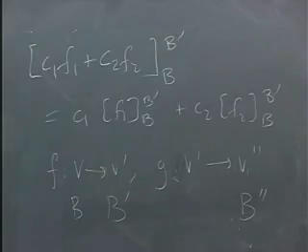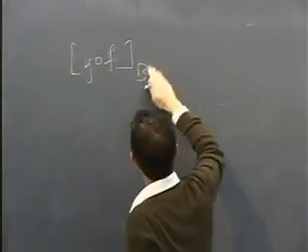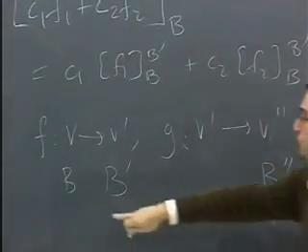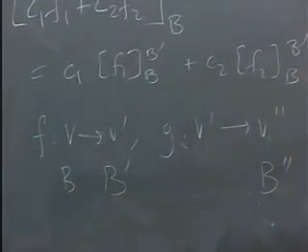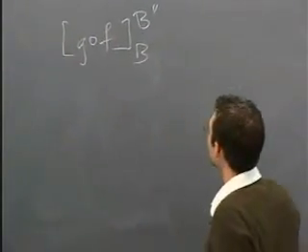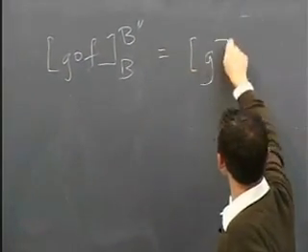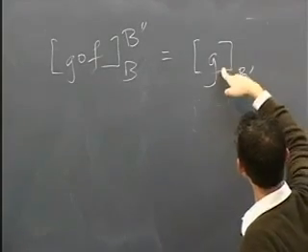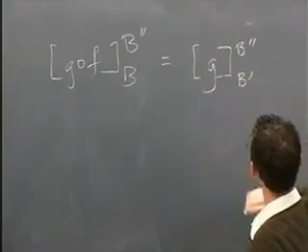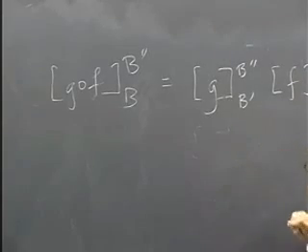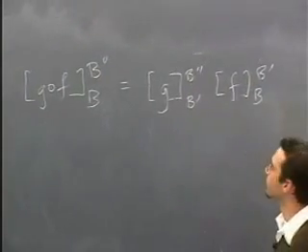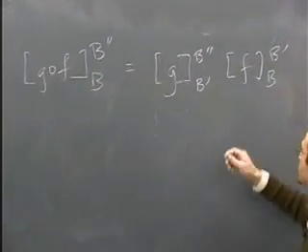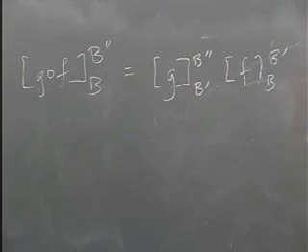So G compose F goes from V to V double prime. So I'd better take this with respect to bases B and B double prime. Well, this thing just looks like the matrix multiple of G with respect to B prime and B double prime with F with respect to B and B prime. It's just exactly the sort of composition that you expect. Is that pretty clear? Are there any questions?